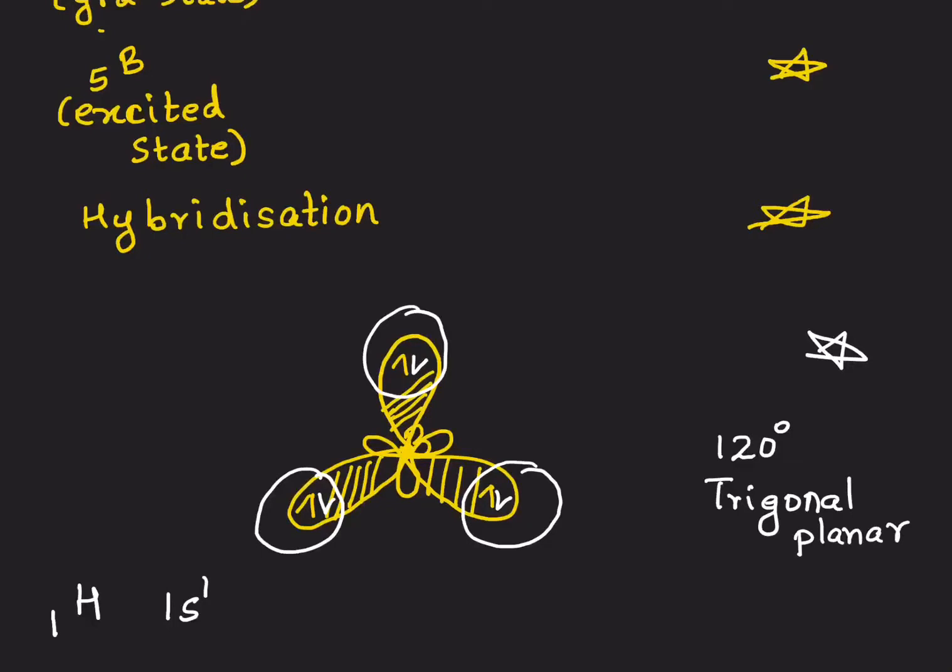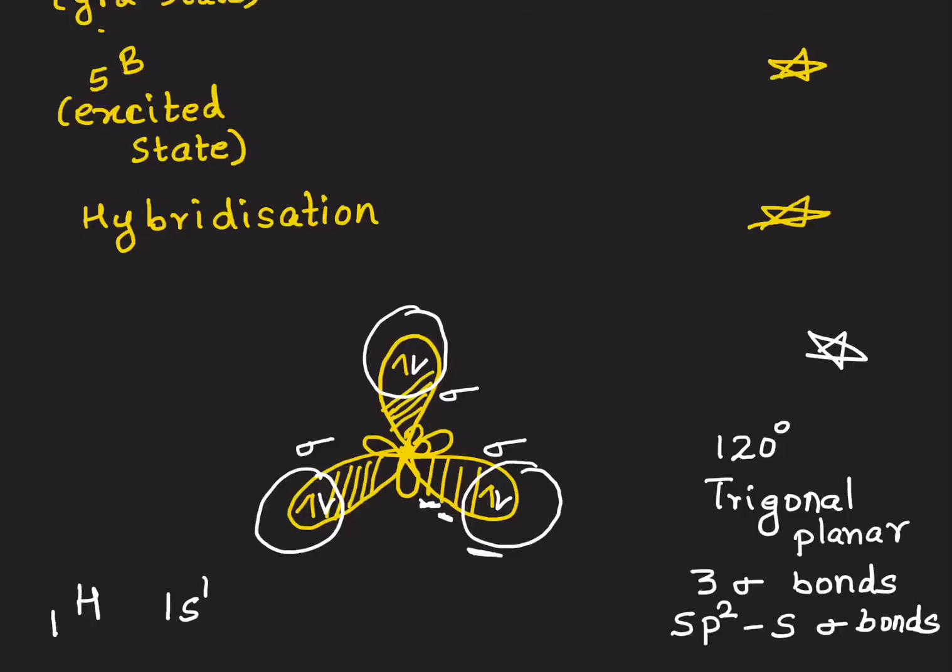What type of overlap is there? Very correct. Again, there are sigma overlaps. And how many of those? 3 sigma bonds are there, or 3 sigma overlaps. And now the overlap is between sp2 and s, sigma bonds, right? The overlap is taking place between the sp2 and the s. Does that make it clear?